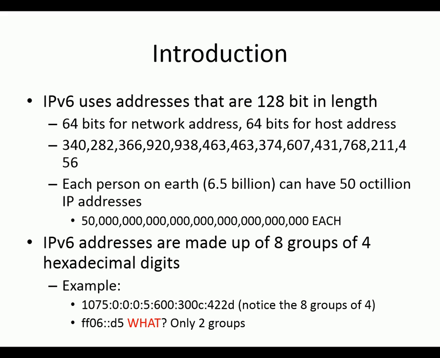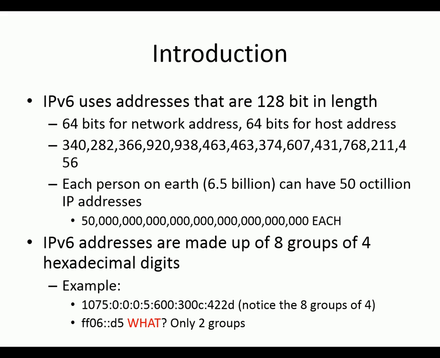IPv6 uses 128 bits compared to 32 bits. Okay, 64 bits for the network and 64 bits are for the host. Okay, that is that many addresses. So basically, each person on Earth, all 6.5 billion of us, can each have 50 octillion addresses. That's for each person. Is that enough?